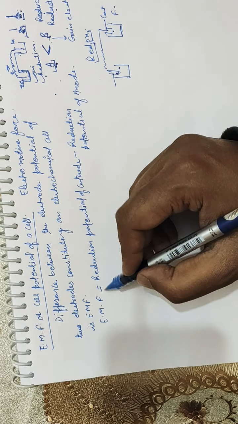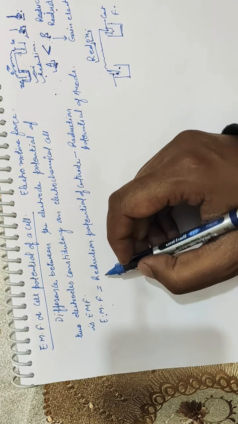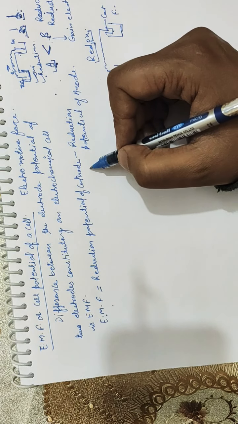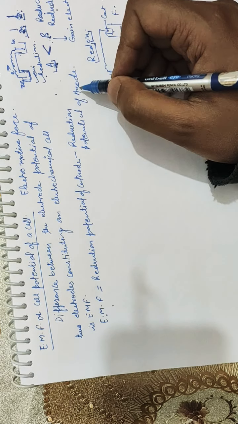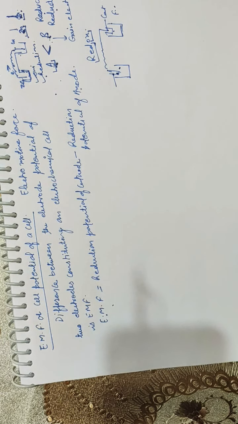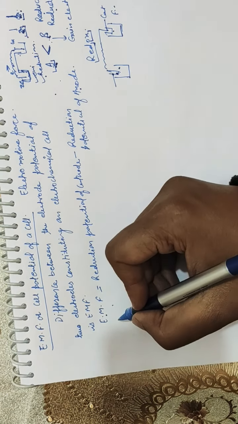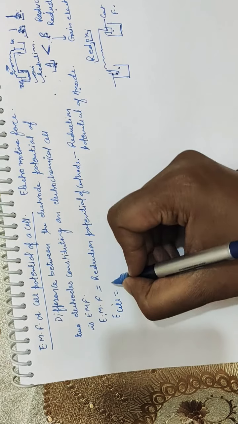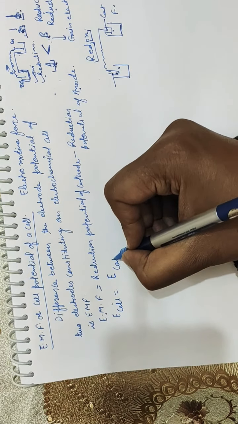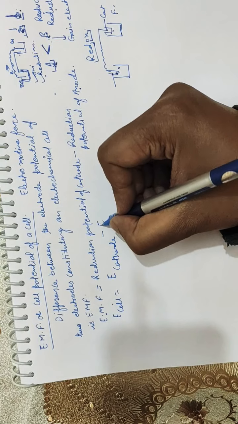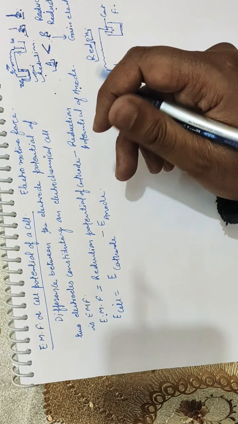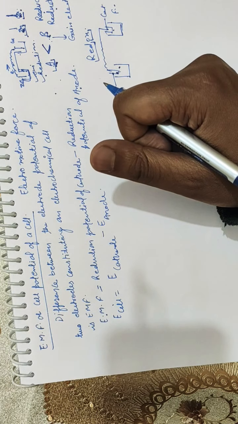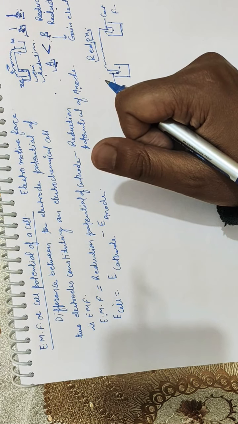If you want to know the EMF, you identify the reduction potential of the cathode and subtract the reduction potential of the anode from it, taking the difference of these two to show the EMF of the cell. So E of the cell, the EMF, is the electrode potential of the cathode minus the electrode potential of the anode. In the representation of the electrochemical cell, by convention, the cathode is written on the right hand side and the anode on the left hand side.